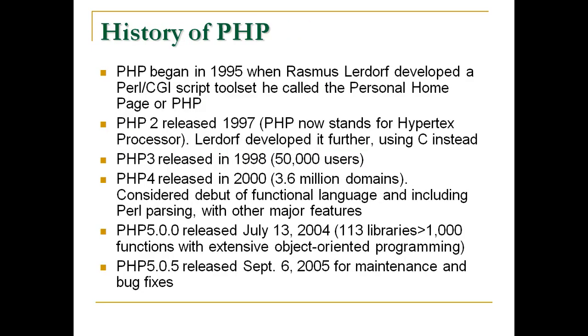So, the history of PHP. PHP began in 1995 when Rasmus Lerdorf developed a Perl script. PHP 2 was released in 1997. PHP now stands for Hypertext Preprocessor. PHP 3 was released in 1998, with just 50,000 users. PHP 4 was released in 2000. PHP 5 was released in 2004, and PHP 5 was released September 6, 2005.